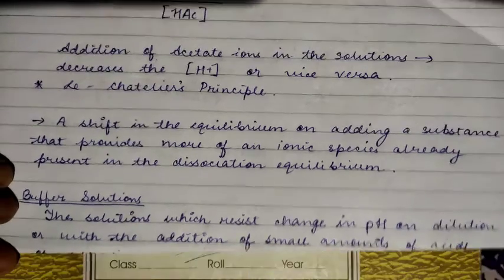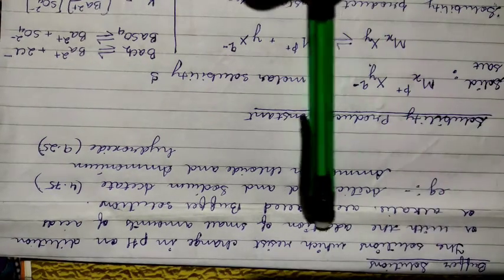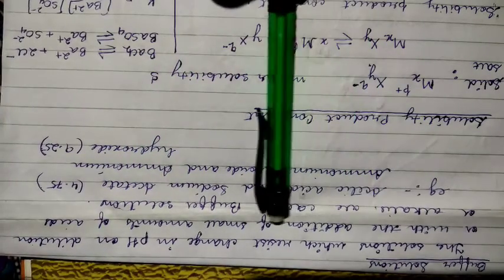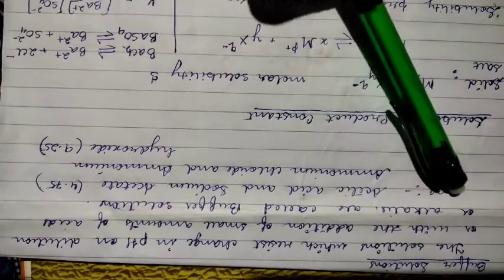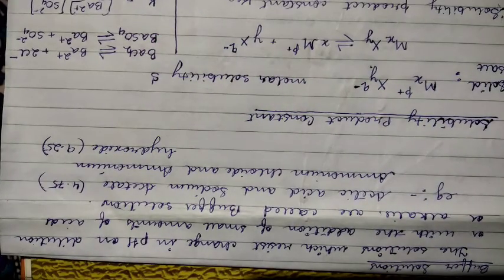Next, another topic is the buffer solution. The solutions which resist change in pH on dilution or with the addition of small amount of acids or alkali are called buffer solutions. Okay, you know that we can always determine the pH of a solution.